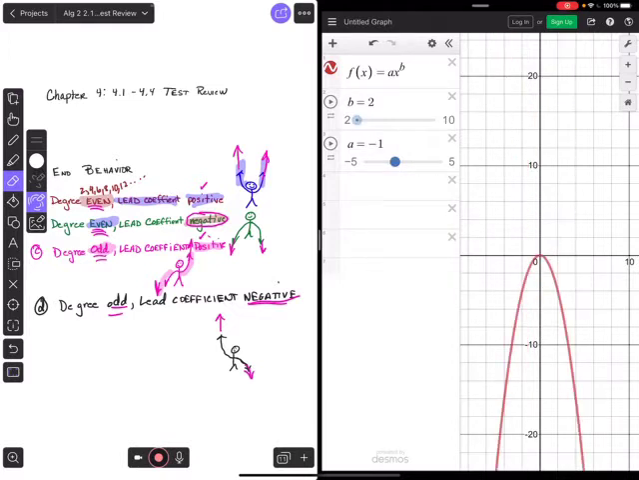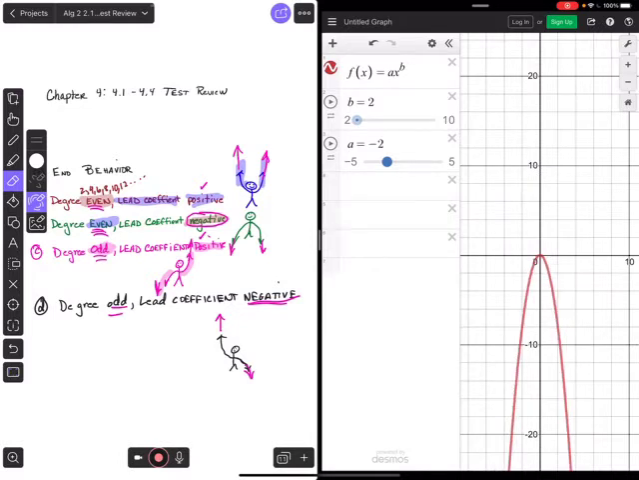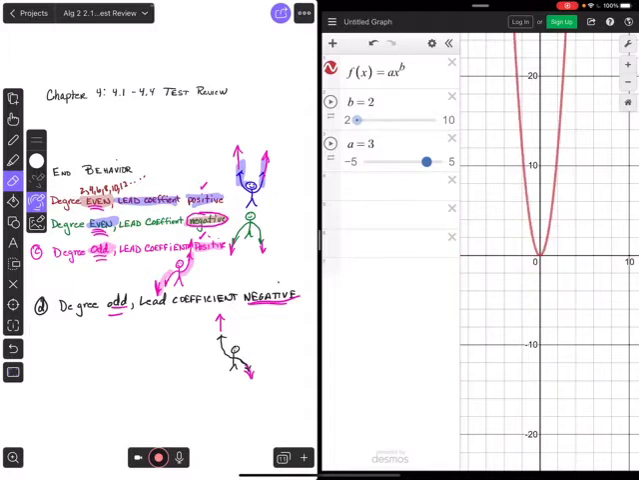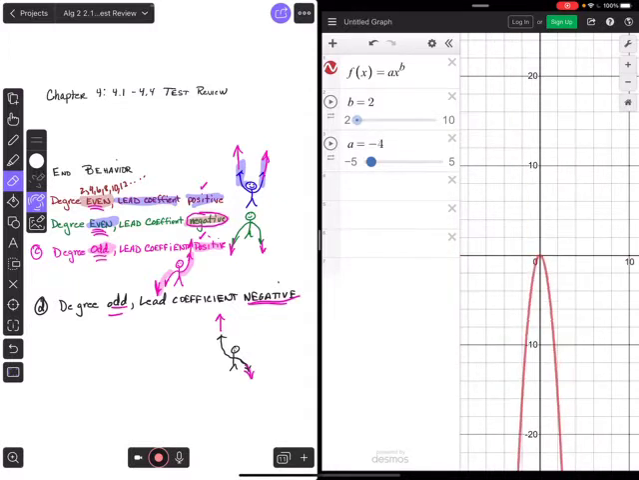Here we go. There's a negative a, negative lead coefficient. No matter what, both ends go down. Why do they both go down? Because the exponent is even, they have to go in the same direction. The negative lead coefficient makes them both down. Now it's positive lead coefficient. Now it's negative lead coefficient.